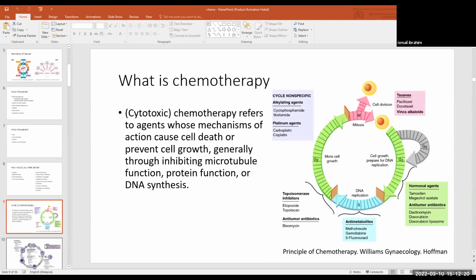So what is chemotherapy? We're going to first focus on cytotoxic chemotherapy. It refers to agents that we give that cause cell death and prevent cell growth via different methods, either inhibiting microtubule function that interferes with cell division, protein synthesis, or DNA synthesis. So this particular diagram divides the mode of action for every single chemotherapy, whether it's interfering with the cell division at G1 phase, S phase, or G2 phase. You can look at these slides later to go deeper.